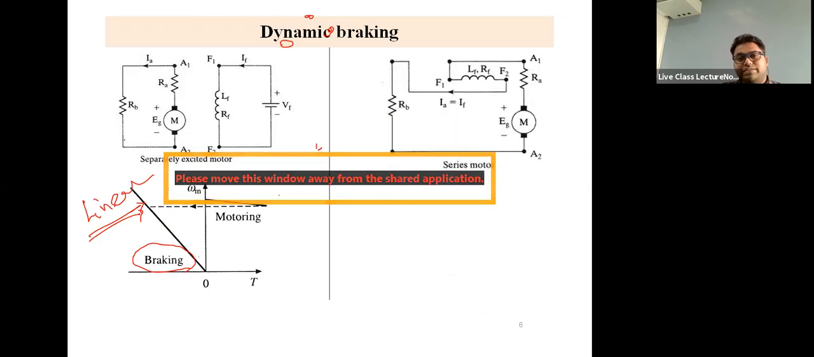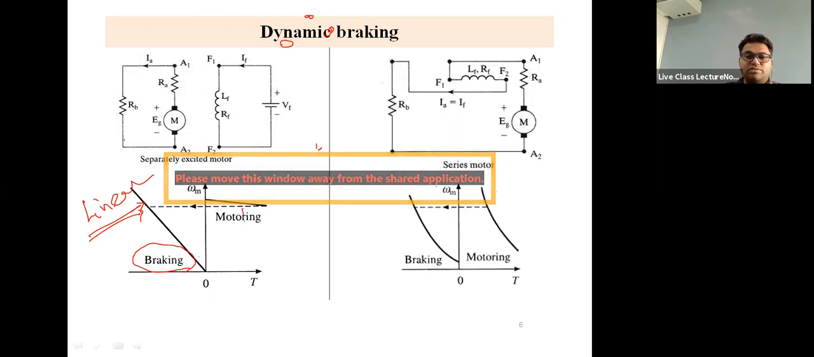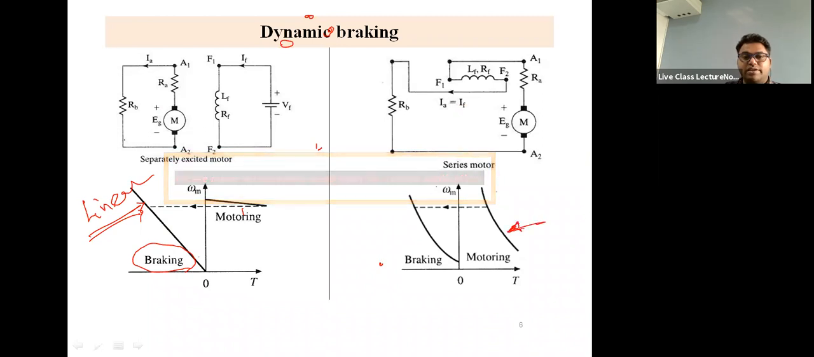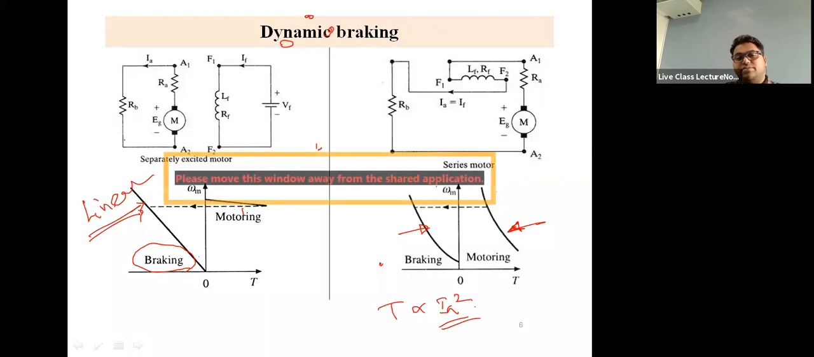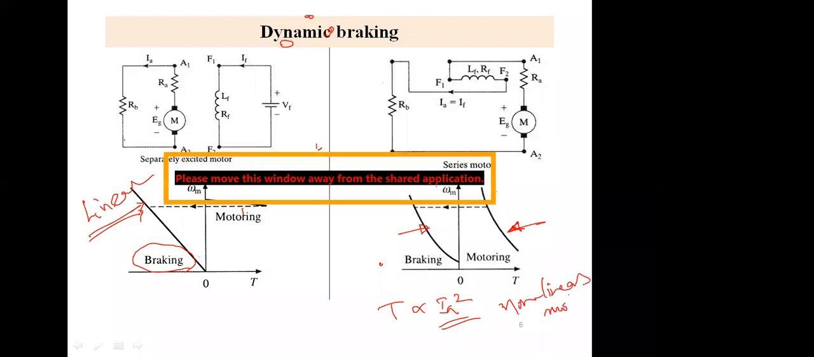Then we go for the series motor, whose characteristics are obviously non-linear. This would be the motoring side and this would be the braking side. Both are non-linear. Torque is proportional to Ia square, whether it is braking or motoring. So that's why it's non-linear. But still it's a DC motor.